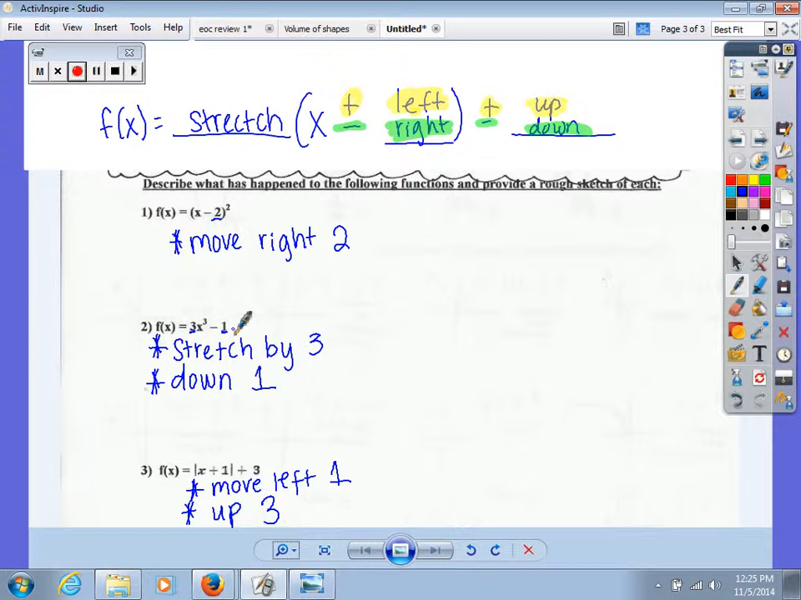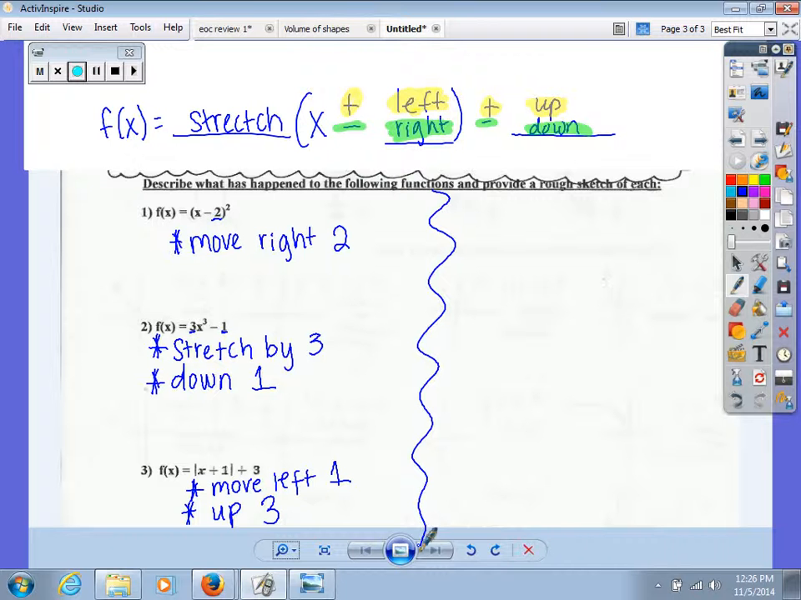I can obviously see what arithmetic is taking place, but when I'm asking you what happened to the following functions, how were they transformed, I want to know, did it move right, down, did it move up or left, or was it stretched? That's what I want to know. All right, so now that that's out of the way, because I know none of you will make that mistake on your test, we're going to go ahead and graph these functions.